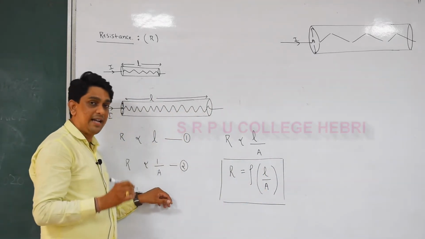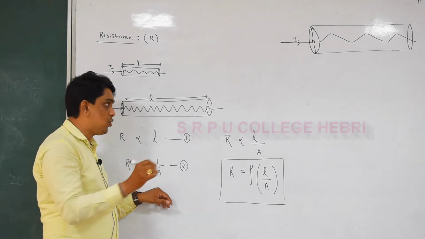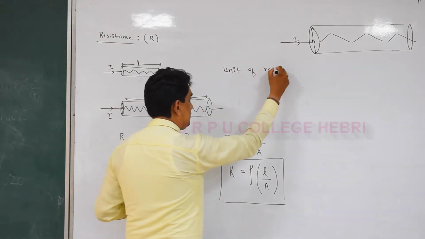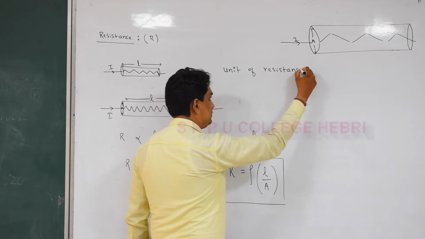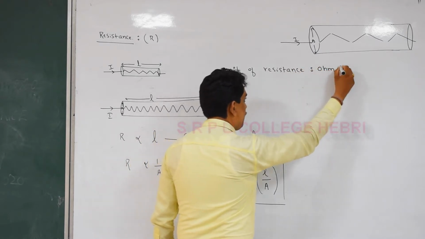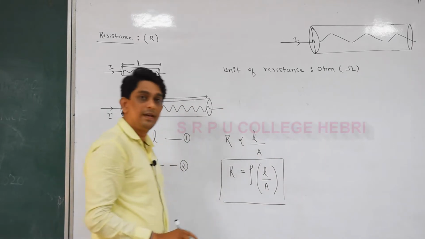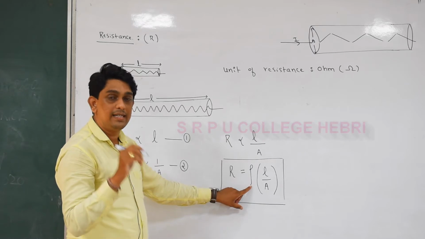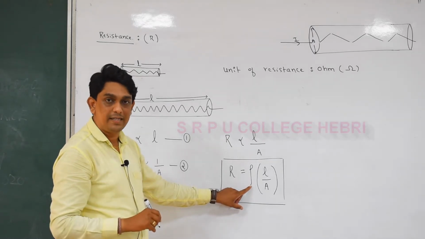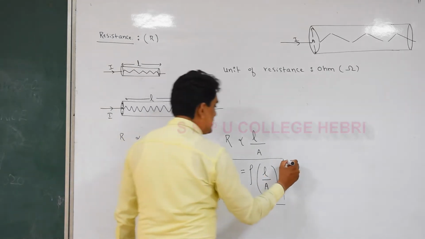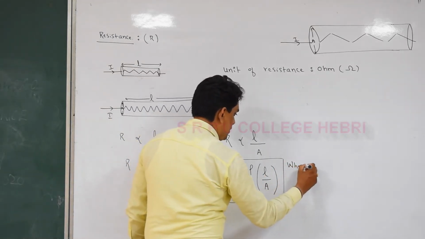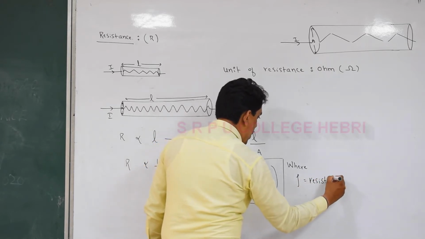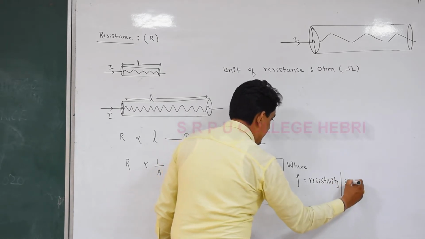And everybody knows that the unit of resistance is ohm. So everyone mention that the unit of resistance is ohm, and the symbol of ohm is here. Fine. Now here, what is rho? Rho is nothing but resistivity, which is even called specific resistance. Let me write over here itself, where rho is nothing but resistivity, that is even called specific resistance.